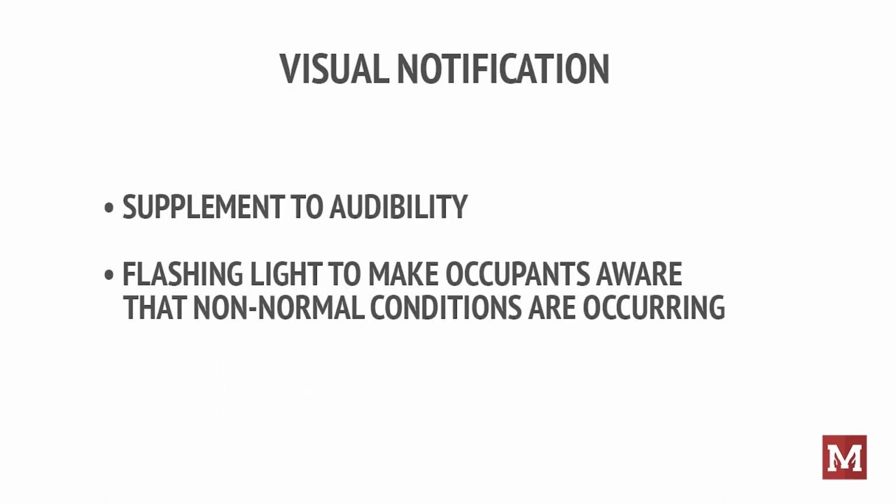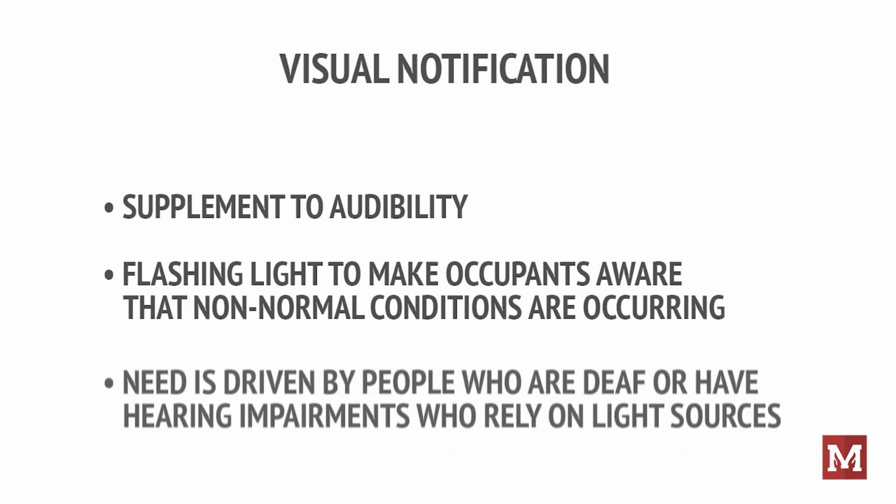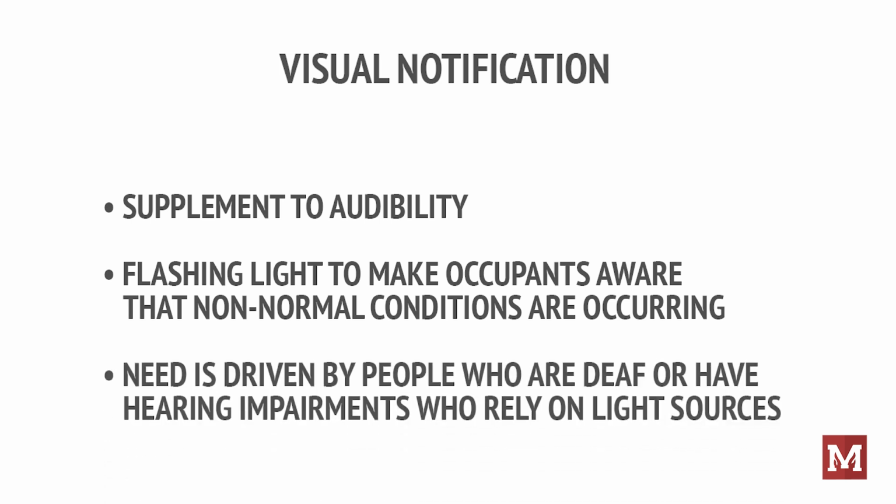So for this one, what is visual notification? Well, visual notification is a supplement to audibility for fire alarm and mass notification systems. It's providing a flashing light to make occupants aware that some kind of non-normal condition is occurring. This method of notification is a benefit to all of us. The need for it is driven by people who are deaf or have hearing impairments, where they're reliant on light sources rather than audible cues.